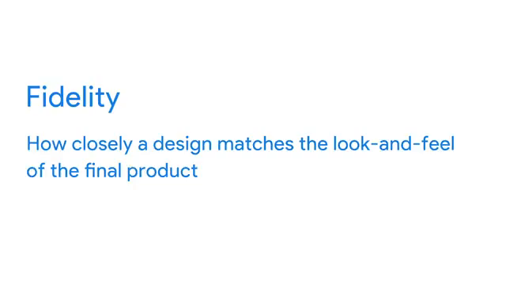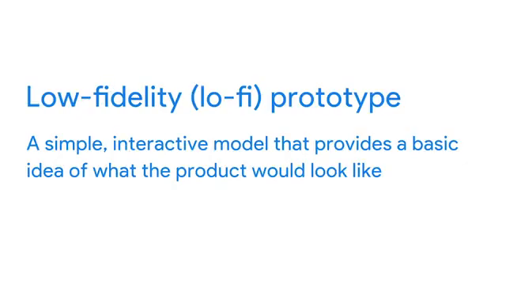So how does a wireframe become a low-fidelity prototype? To understand the transition, you first need to know what a low-fidelity prototype is. We compared low-fidelity and high-fidelity design in an earlier video. As a reminder, in UX, fidelity means how closely a design matches the look and feel of the final product. So a low-fidelity prototype is a simple interactive model that provides a basic idea of what the product would look like. The goal is to make your designs testable so that you can collect and analyze feedback early on.